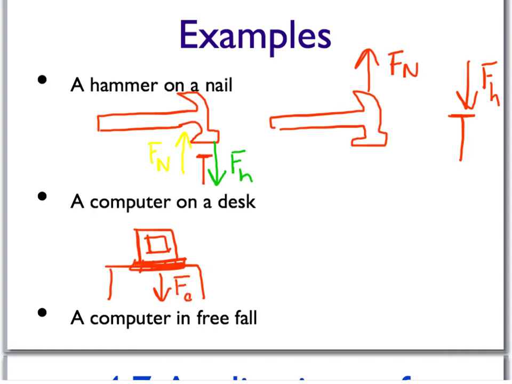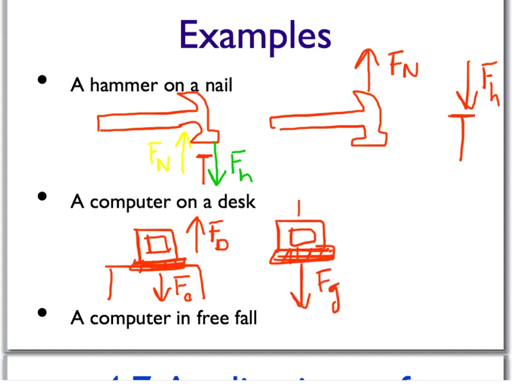The desk is also going to have to respond to this. The desk will push up with just as much force on the computer as the computer pushes down on it. So the free body diagram of the computer, if we were to diagram out all the forces acting on this computer, the computer has its own weight from gravity, and it also has the force of the desk pushing up on it. This force and this force are the exact same thing.